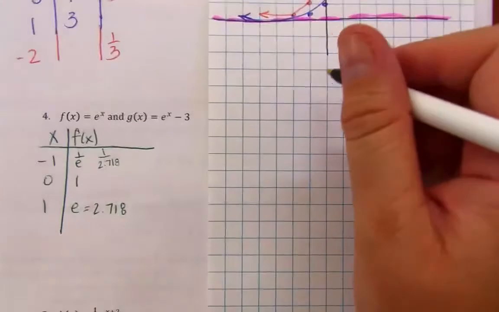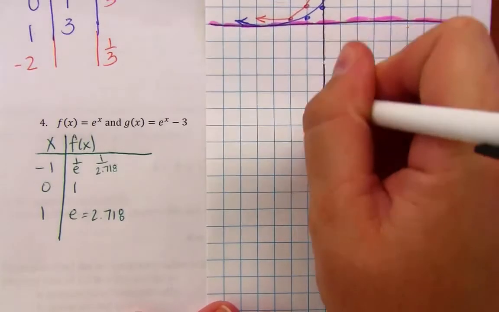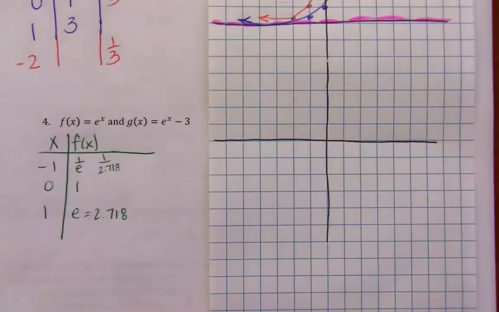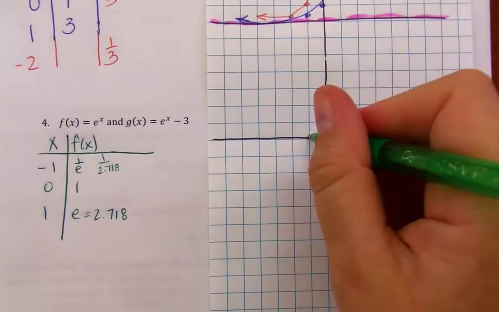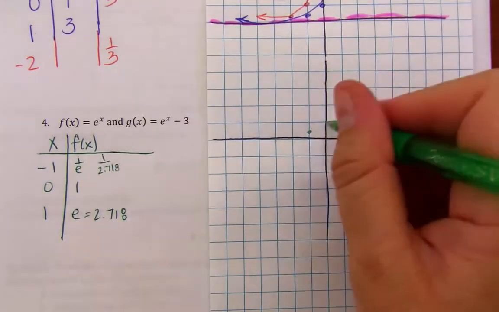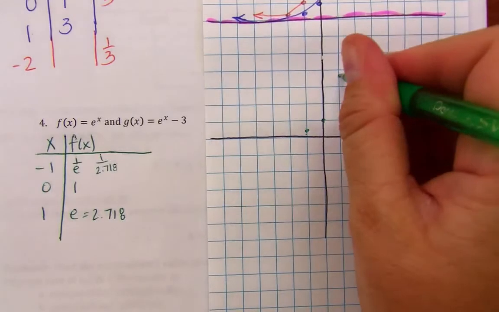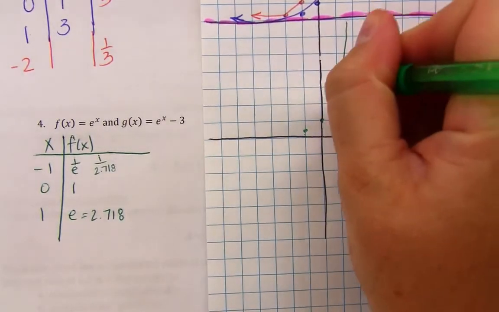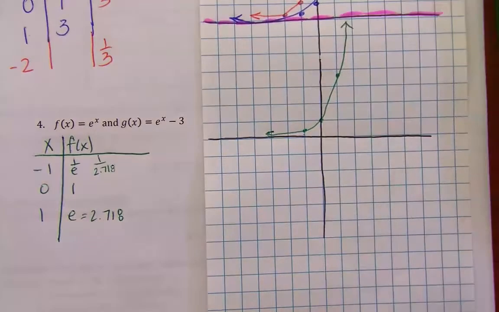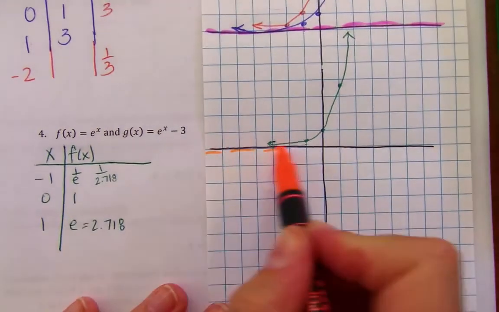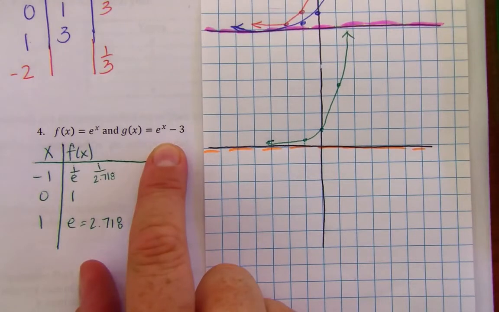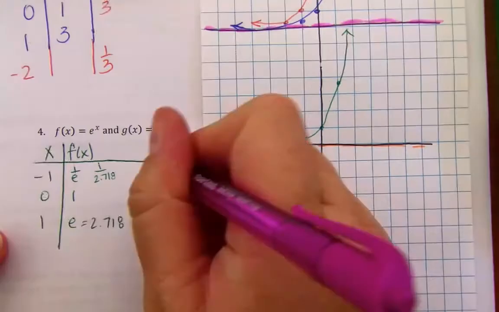Okay. So let's go ahead and graph this example here. And I have my graph here. And at -1, it was 1/2.7, a little less than 1/2. At 0, it was 1, and then 2.7. So just like many of the other exponential functions we've drawn, this is what it looks like. And then I've got my horizontal asymptote. And now I want to graph this function here, which has been shifted.